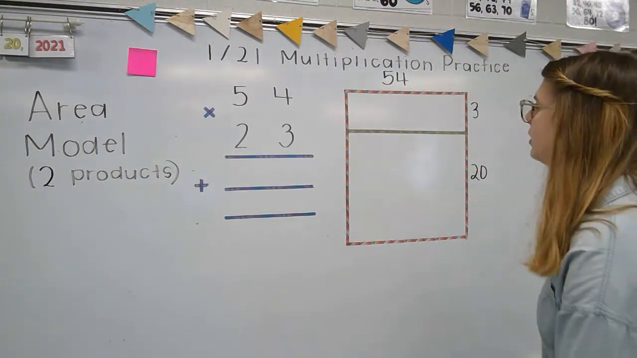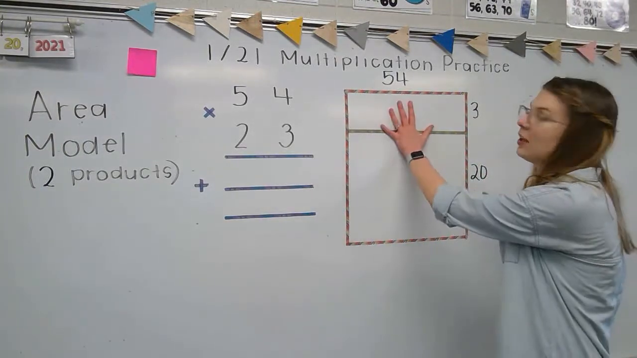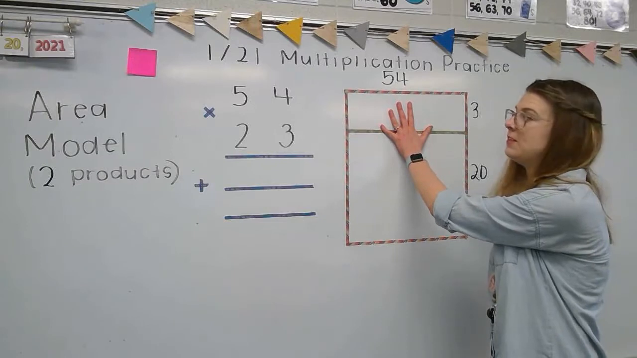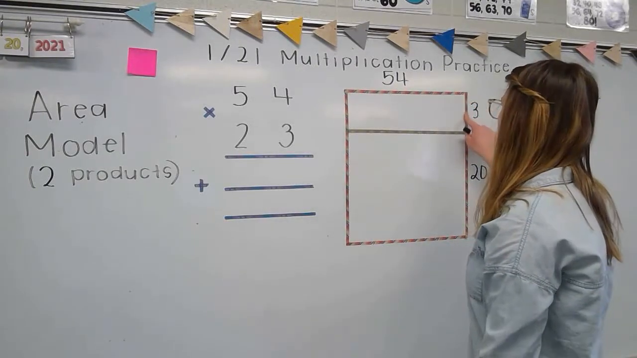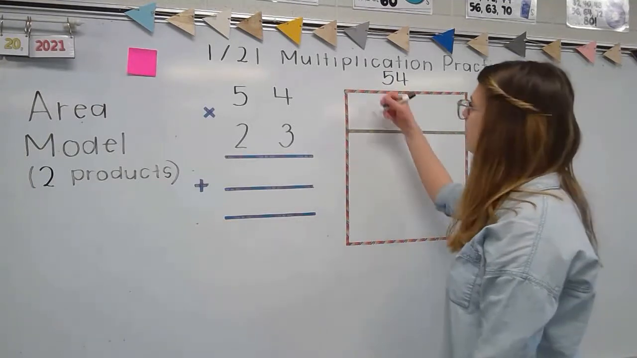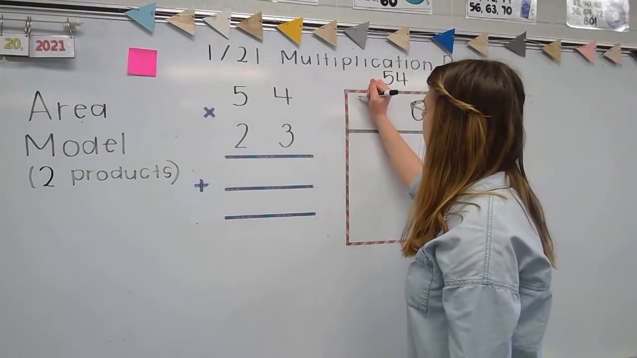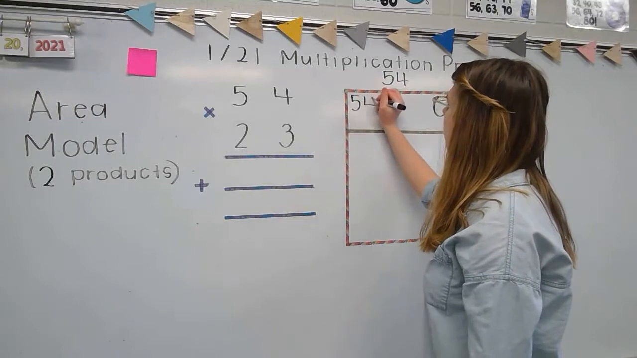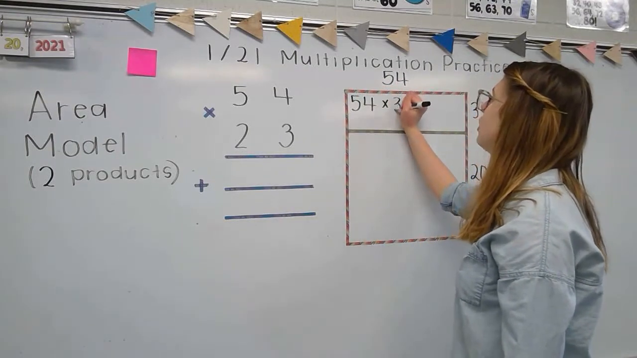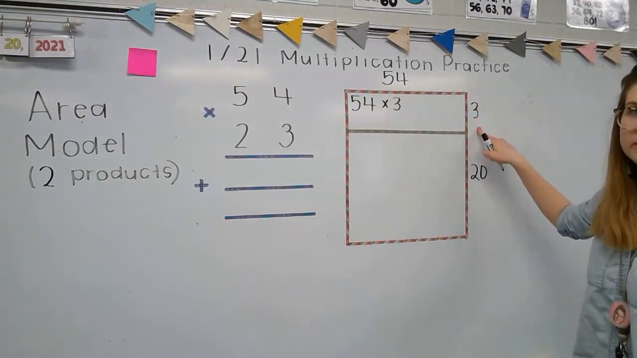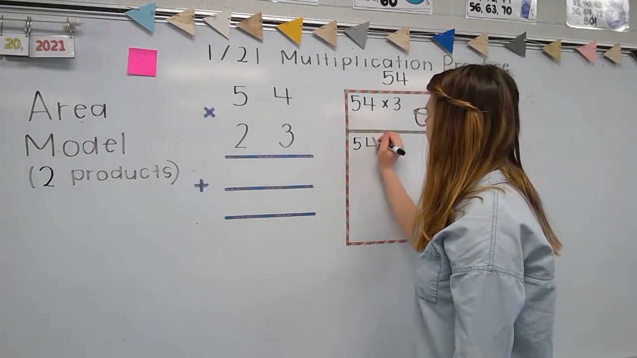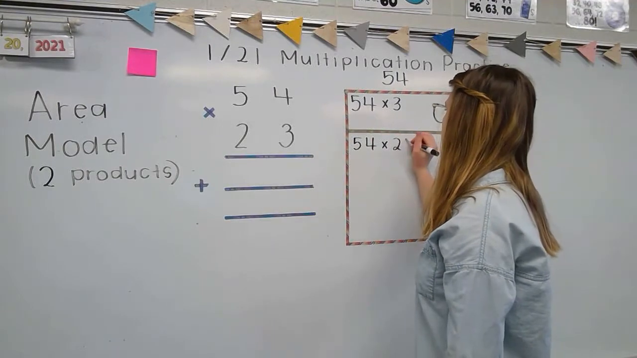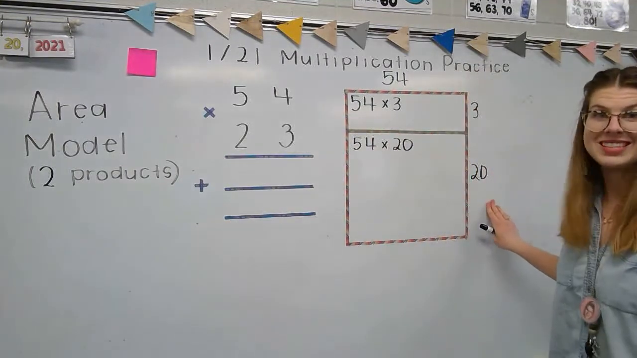The difference between the last area model and this one is that I'm not going to expand the number 54. Instead, I'm only going to multiply 54 2 times. I'm going to multiply 54 times 3, which is how many ones I have, and 54 times 20, which represents the tens that I have.